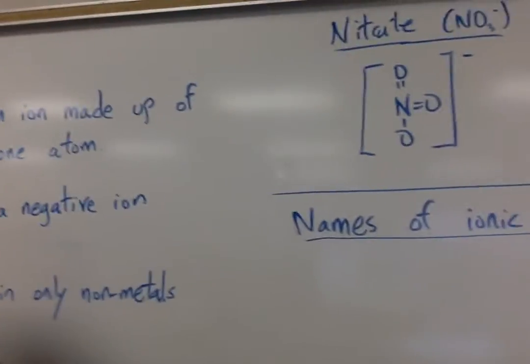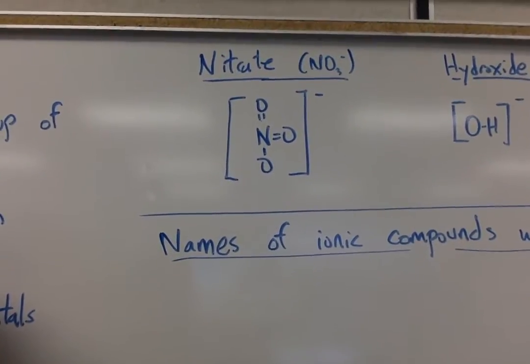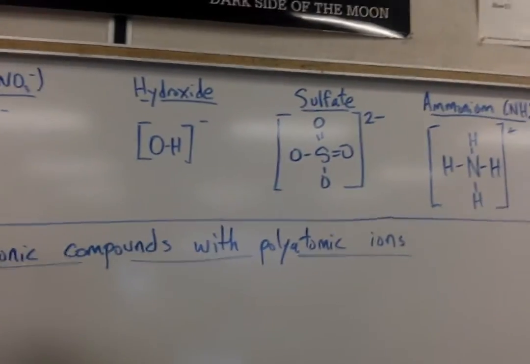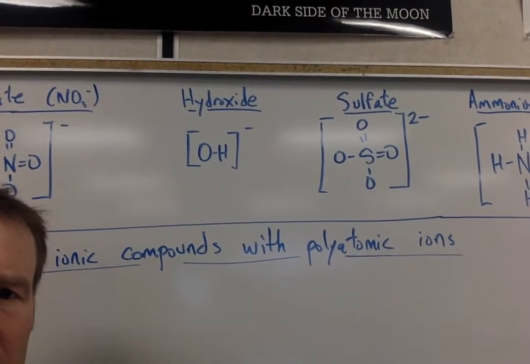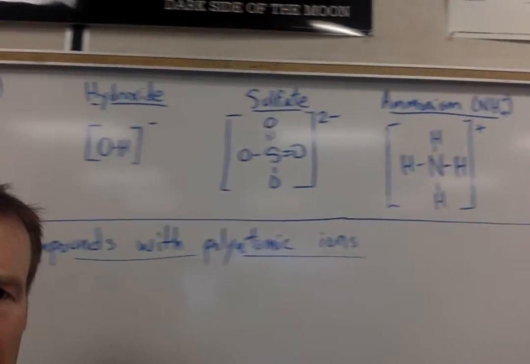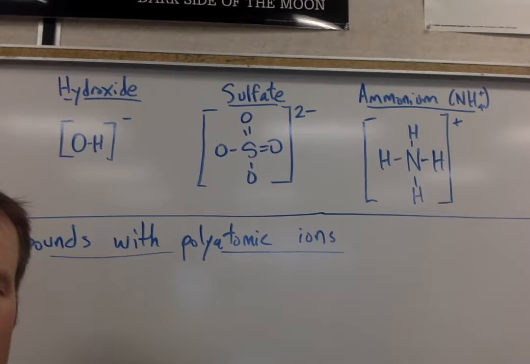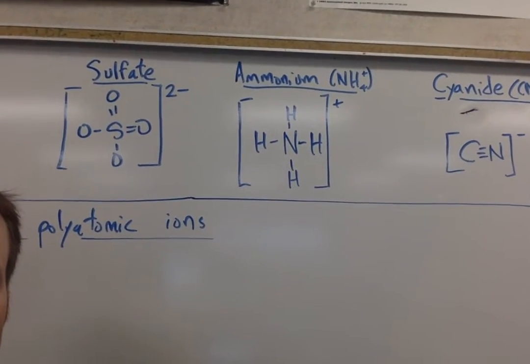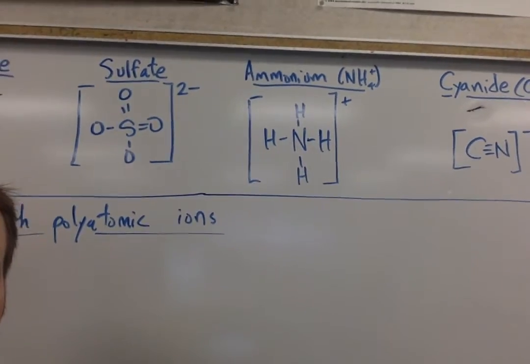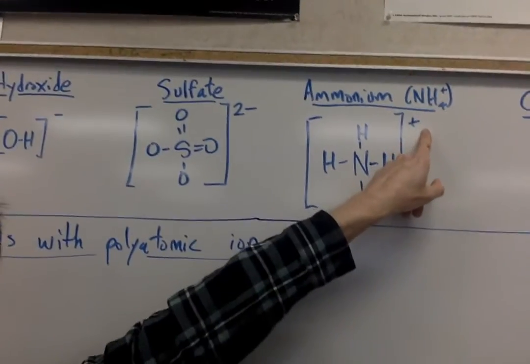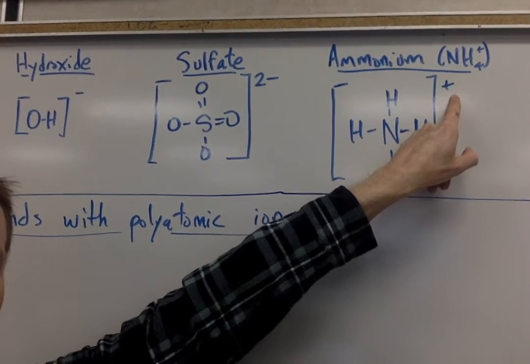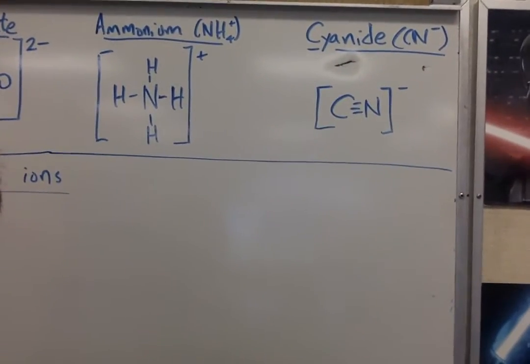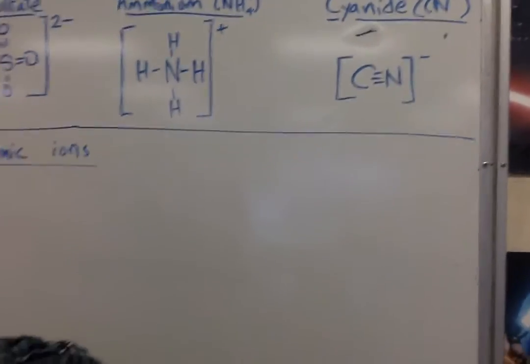Excuse the writing if it's not perfect. The nitrate ion, you could pause the video whenever you want. The hydroxide ion right here in the middle, hydroxide. Now the sulfate ion. And lastly, the ammonium ion. I'd like you to look right here. It shows you it's got a positive electrical charge. All the others had a negative one. And here, the cyanide ion.